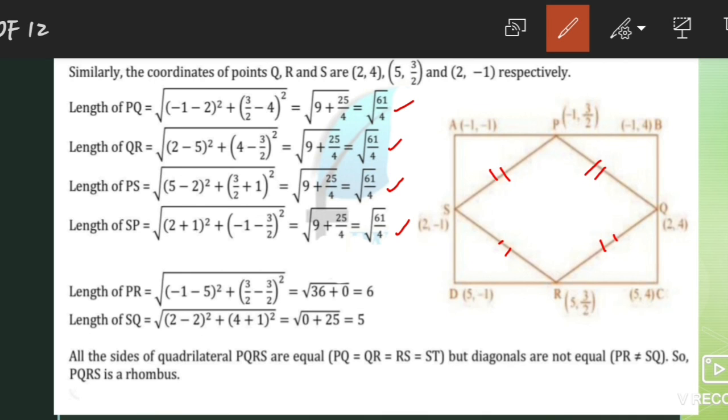Now we will check the length of the diagonals. First of all, I am checking the length of diagonal PR. As you can see, diagonal PR is 6 units. Similarly, if you check diagonal SQ, its length is 5 units. That means the lengths of the diagonals are unequal. Since the diagonals are unequal, it will be a rhombus, not a square. If these two were equal, it would be a square, but they are unequal, that's why this is a rhombus.